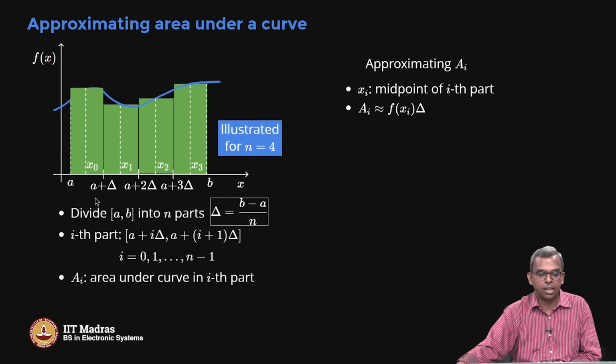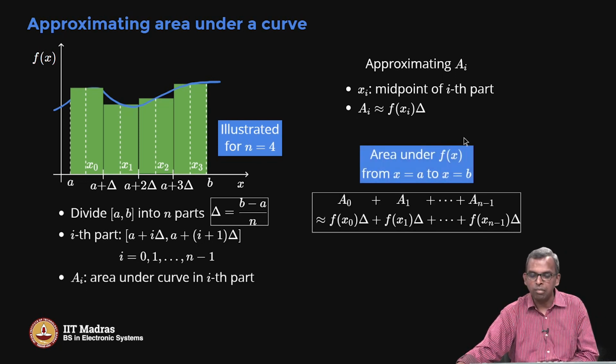Split a big interval into smaller parts, and within the part, assume that the function is roughly constant by taking xi as the midpoint. It turns out this midpoint choice is not too crucial. You can pick any other point also, right? Why should I pick midpoint? Maybe I will pick some other point, right? You could do that. It is not wrong. You can happily do it, but I am just illustrating with the midpoint.